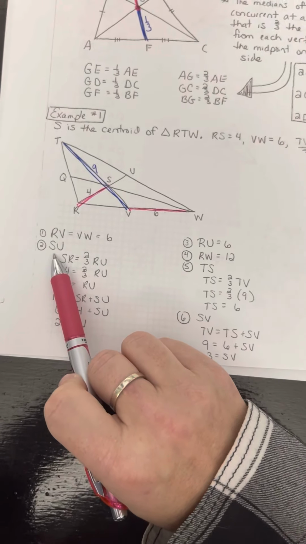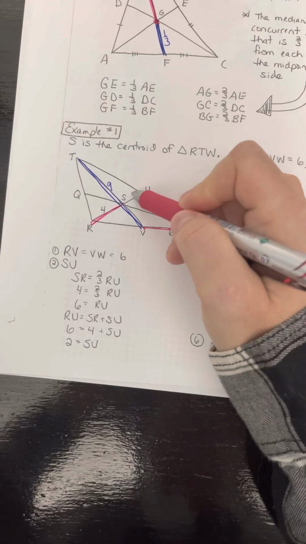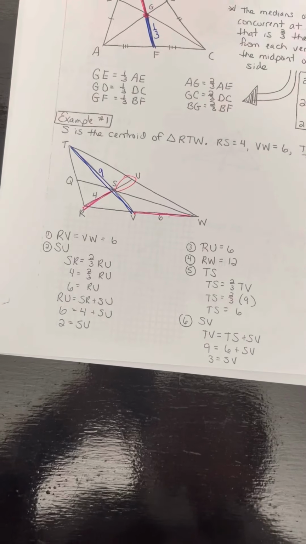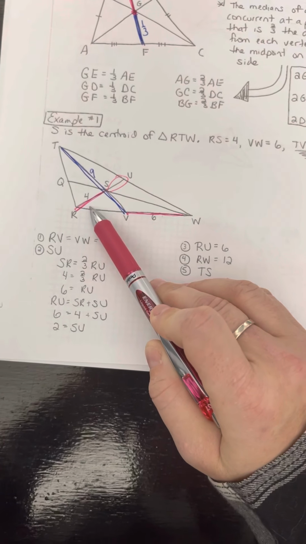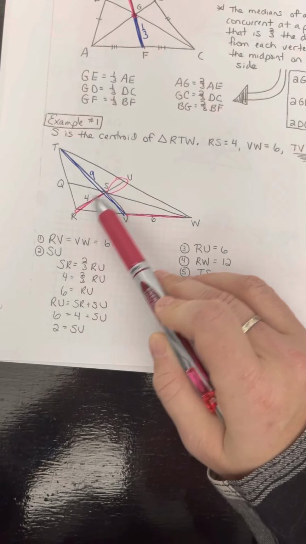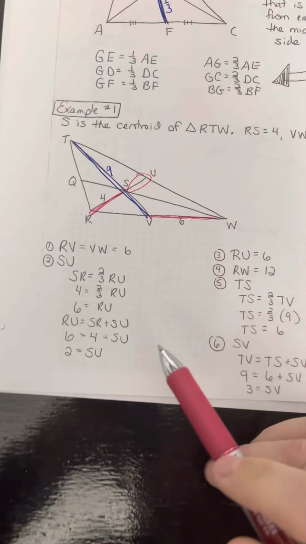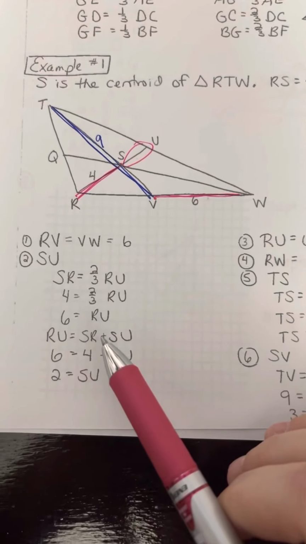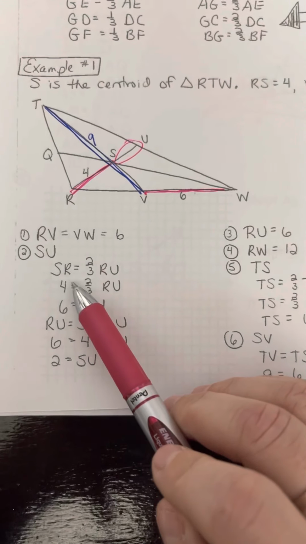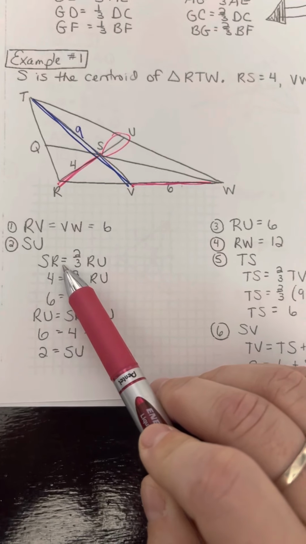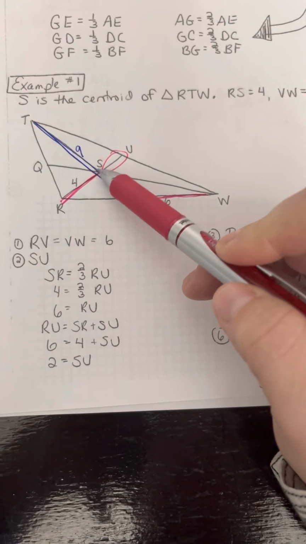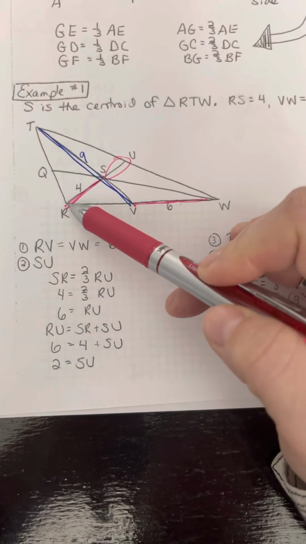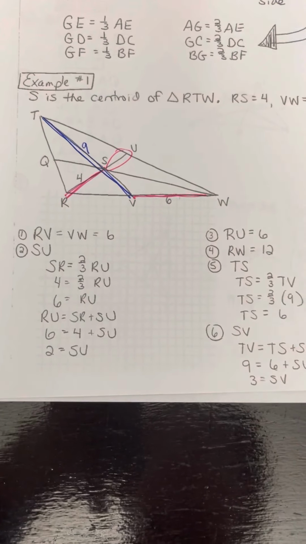Number 2 asks you to find SU. So SU is this segment right here. SU is my 1/3 piece. RS is my 2/3 piece. It goes from the vertex to the centroid. So what I did was set it up as kind of a formula first. SR is 2/3 of RU, 2/3 of the entire length.